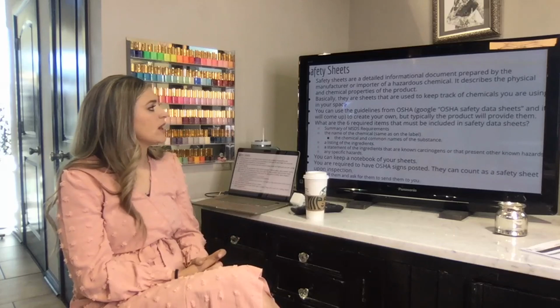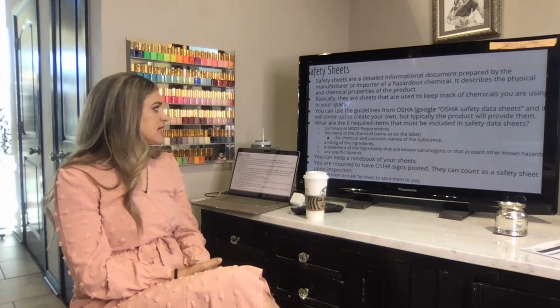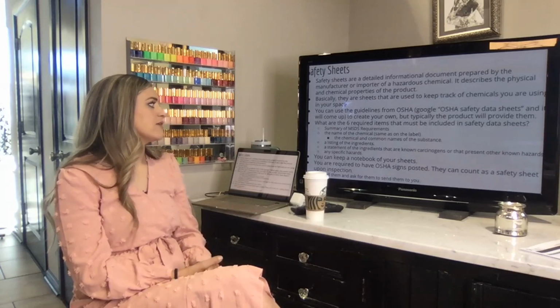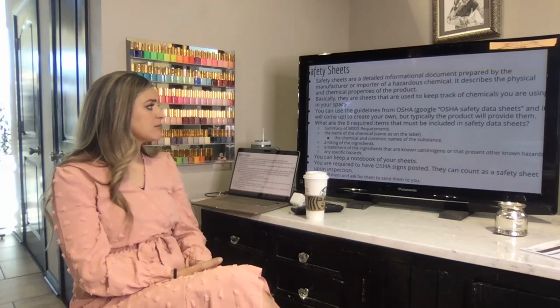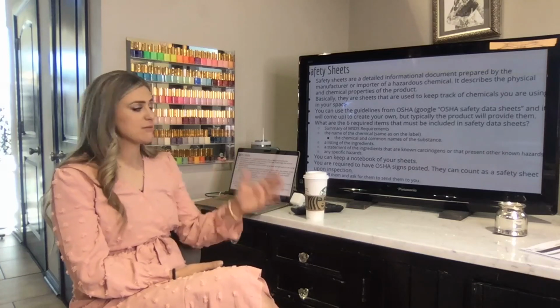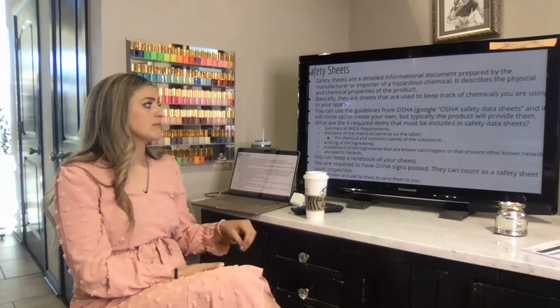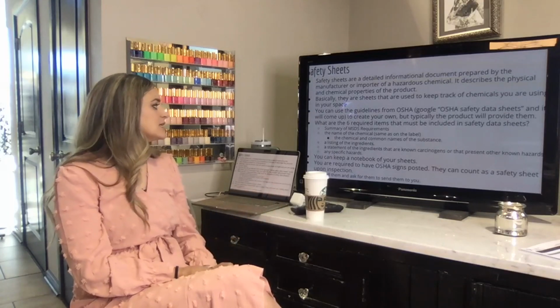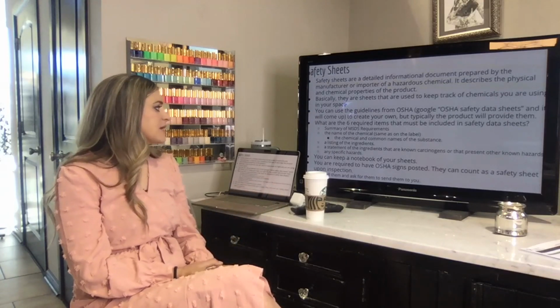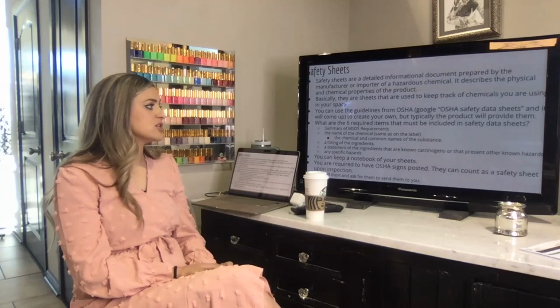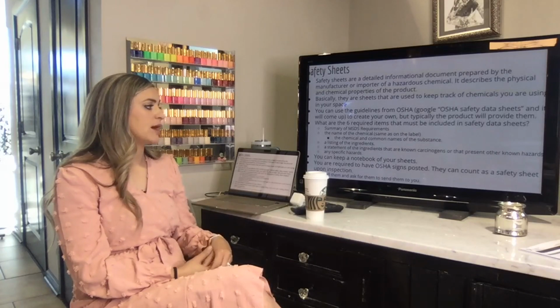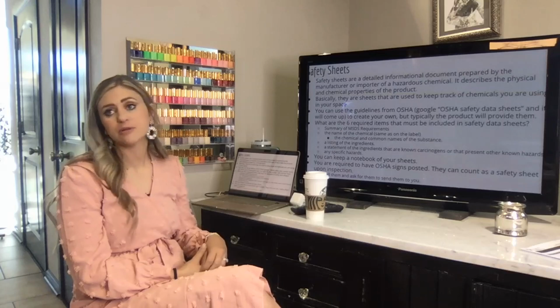What are the 6 required items that must be included in your safety data sheets? It has to be a summary of the MSDS requirements. The name of the chemical has to match the label on your chemical. The chemical name and the common names of the substance, a listing of the ingredients, a statement of the ingredients that are known carcinogens or that are known hazards of that particular chemical.